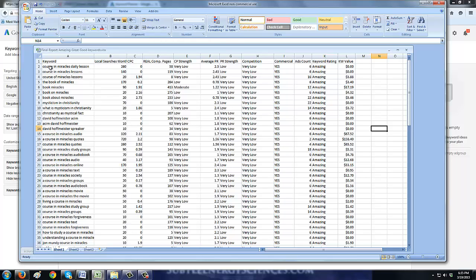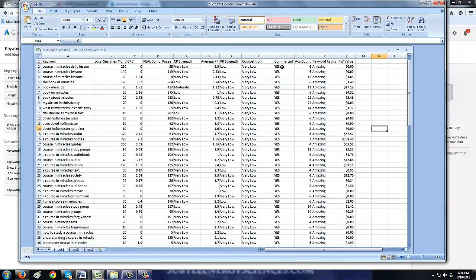So again, I'm going back to Course in Miracles daily lesson, and we've got 260 searches, real competitive, the pages that are competitors. There's 58 pages in all of the internet. The competition is very low. The average page rank of the competition is 2.5, which is still low. Page rank is low. Competition very low.